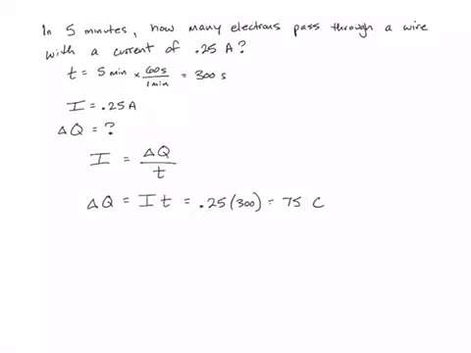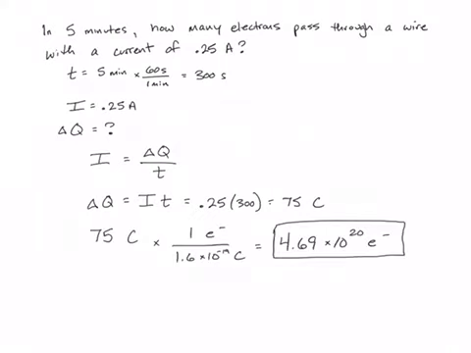Now what I'm going to do is convert 75 coulombs into electrons, just like you learned how to do last unit. So I've taken 75 coulombs multiplied by 1 electron for every 1.6 times 10 to the negative 19th coulombs, and that tells me that 4.69 times 10 to the 20th electrons would pass through that wire in 5 minutes. So as I said earlier, a whole lot of electrons are passing through that light bulb that we were talking about in the previous problems.